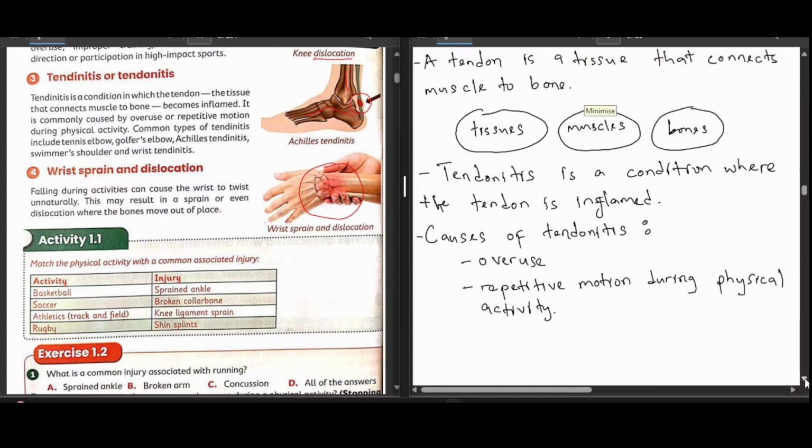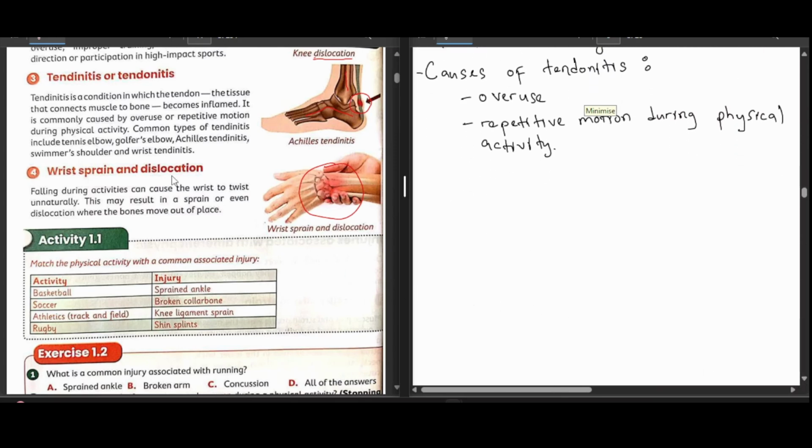So after we have learned about the causes of tendonitis, what are we concerned with now? We want to know the common types of tendonitis. Or tendinitis, but I just prefer to call it tendonitis because it is about tendons. Some common types of tendonitis include number 1, or let us say A. What is it? Tennis elbow.